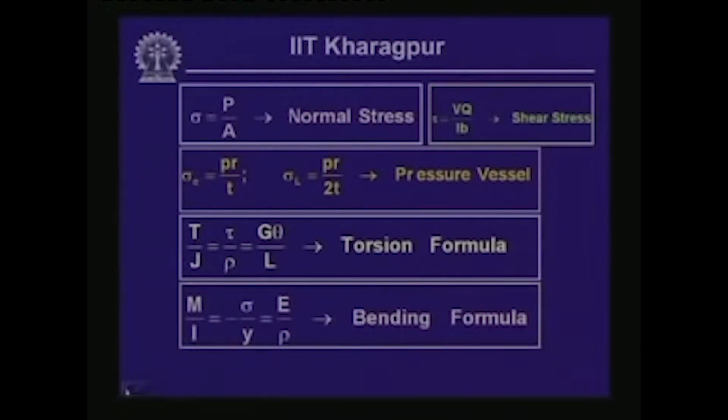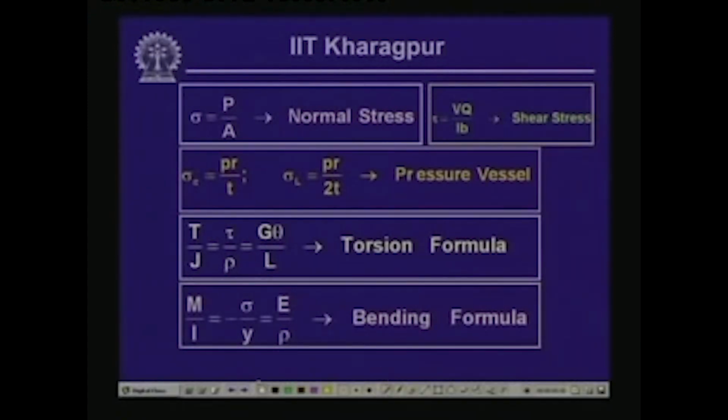Well, let us look into this again, going back to the expressions which we have already derived. In the first module we had looked into the fact that if you have an axial load in the member, then the normal stress we compute as sigma equals P by A. Subsequently, we have seen that if a pressure vessel is subjected to internal pressure, then it will be subjected to stresses which we have called hoop stress or the circumferential stress, which equals PR by T. Also, we have computed the longitudinal stress, which is PR by twice T.